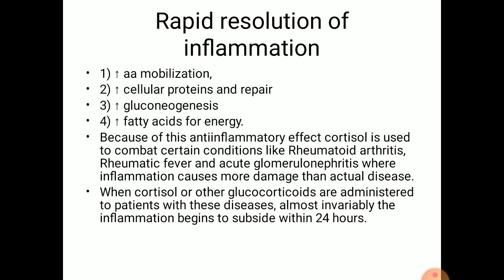And when cortisol or other glucocorticoids are administered to the patient with this disease, almost invariably the inflammation begins to subside within 24 hours. So this is asking you to explain why large doses of cortisol are used in this disease. So you have to explain all these things.